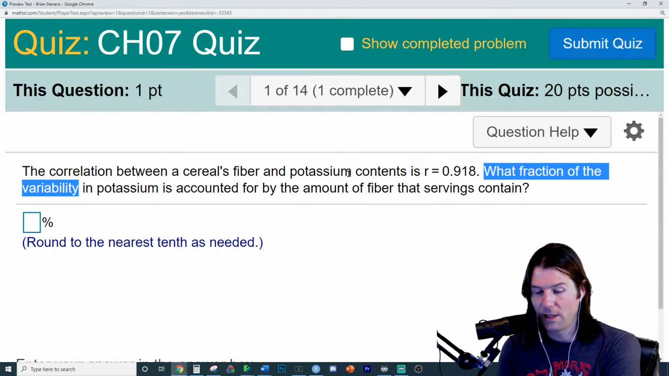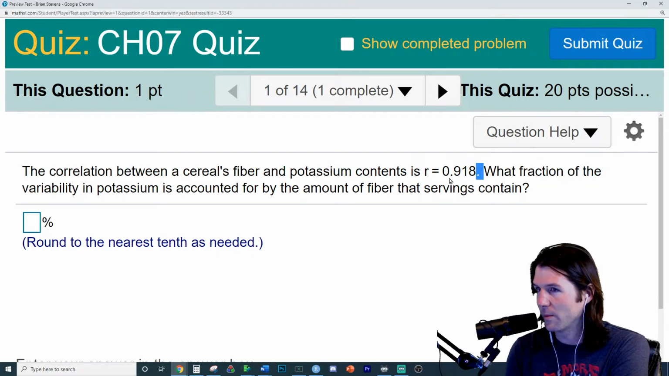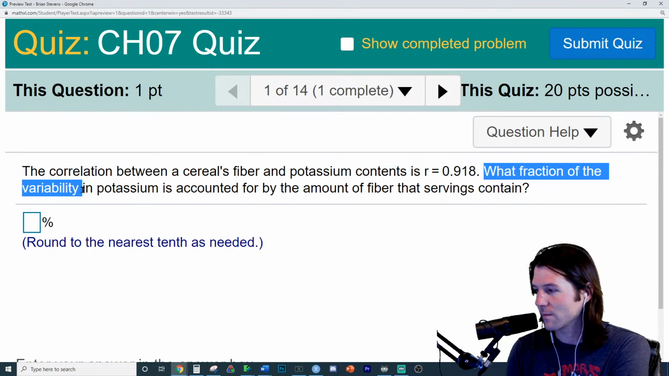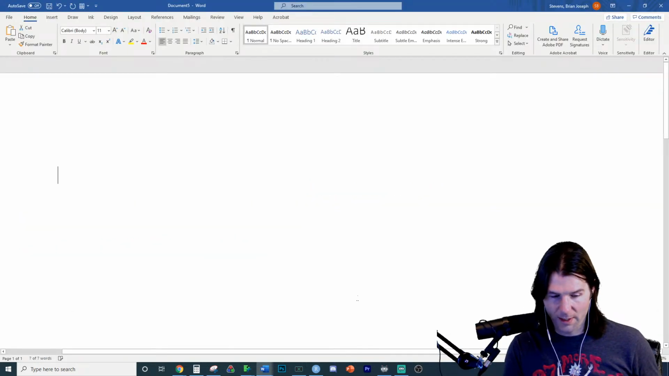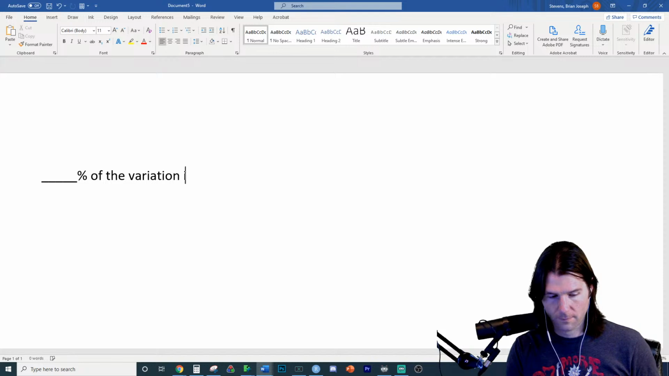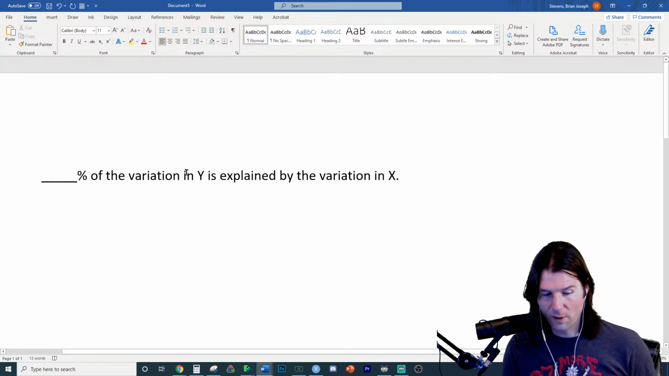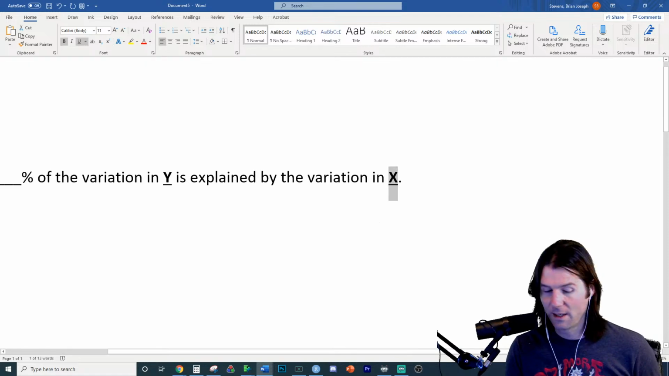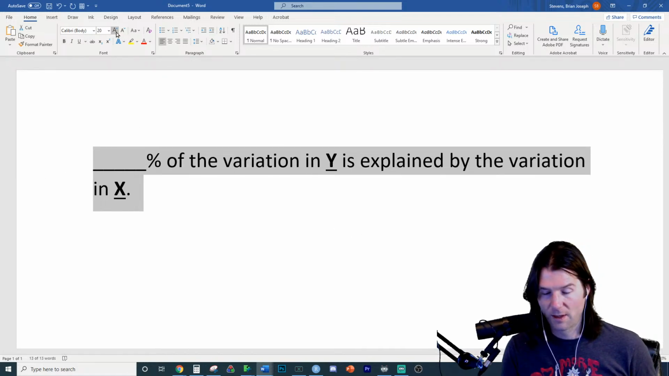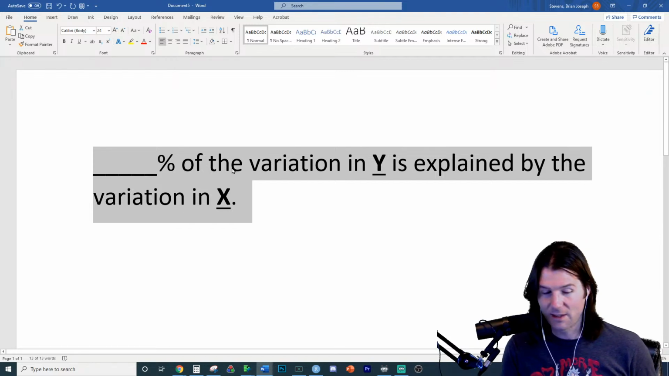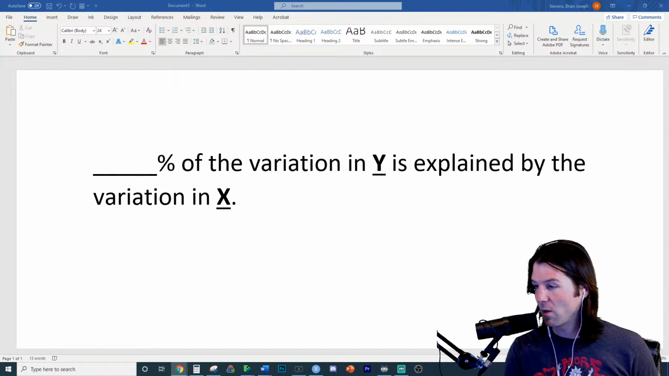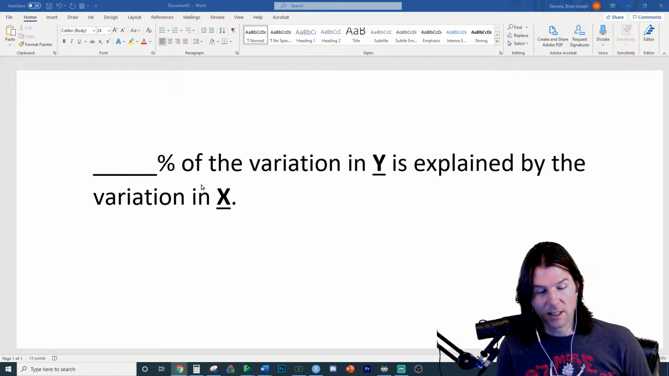So when you hear fraction of variability, what concept do you think of? We're talking about the percent of variation in y explained by the variation in x. So blank percent of the variation in y is explained by the variation in x. What concept is this? R squared. Nice job, Kirsten and Leslie. Excellent work. This is R squared: blank percent of the variation in y is explained by the variation in x.